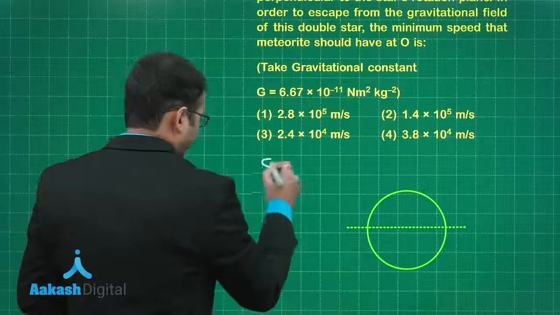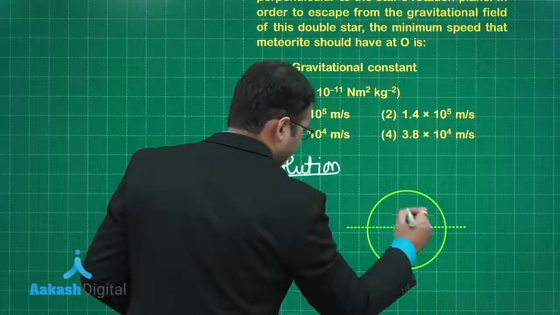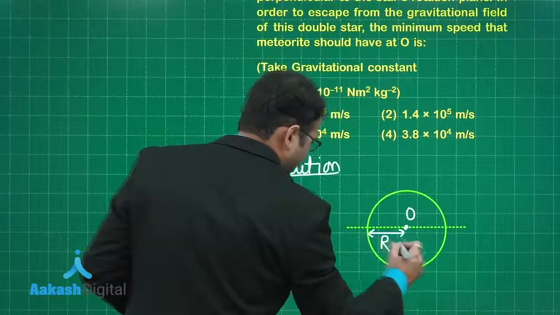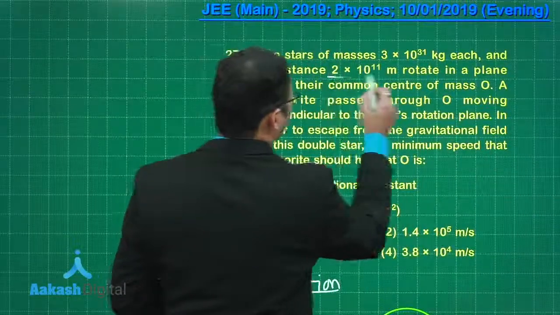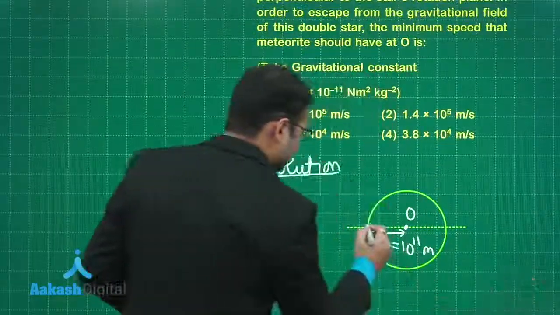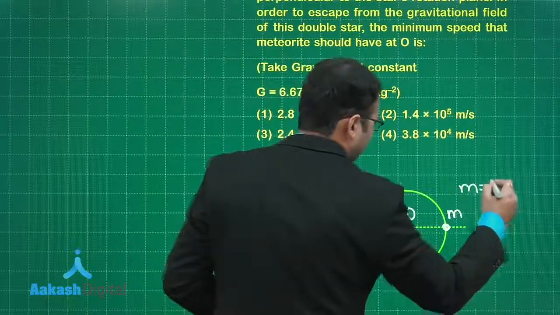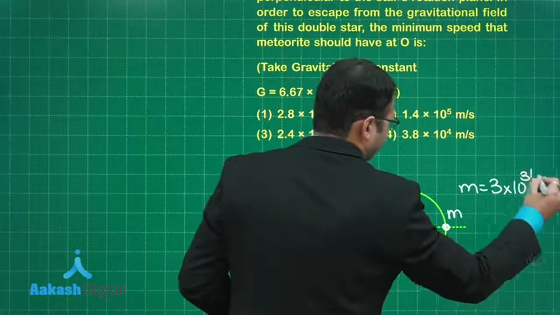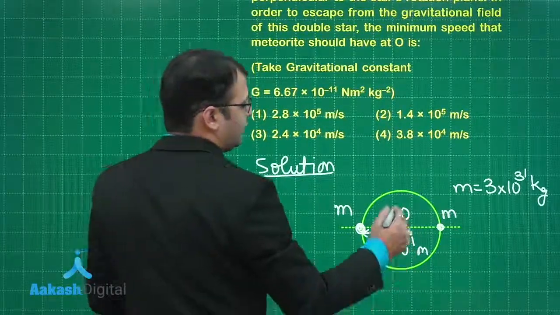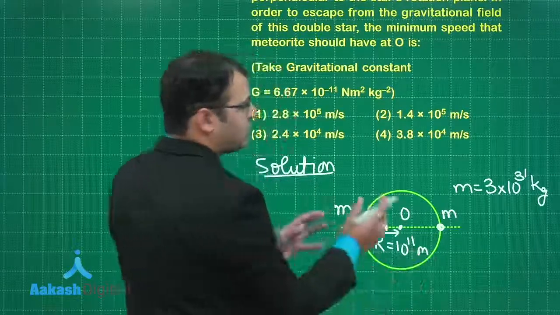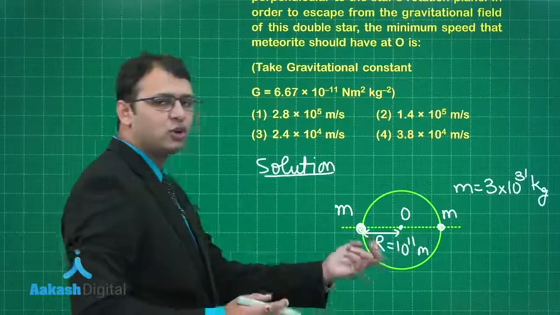Let's consider this as O, with this being the radius R, which would simply be 10 to the power 11 meters. Why? Because the distance between the 2 stars is given as 2 × 10 to the power 11 meters, and the mass of each of these 2 stars would be m, which is given as 3 × 10 to the power 31 kg, right? Now if any meteorite is here, it will have some potential energy, and it has to acquire some kinetic energy so that it can escape, and in order to escape, the total energy of this meteorite at this point should be 0.